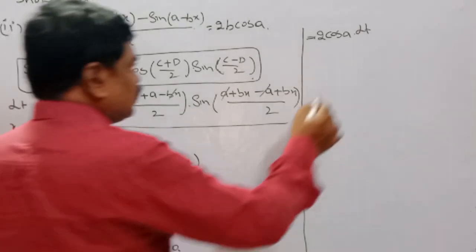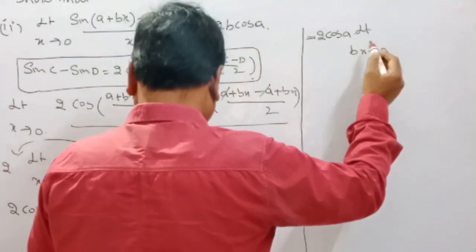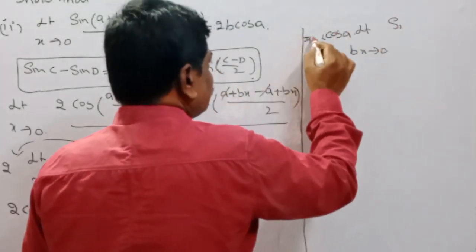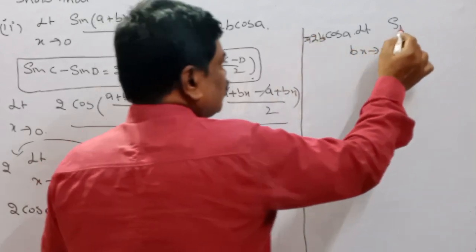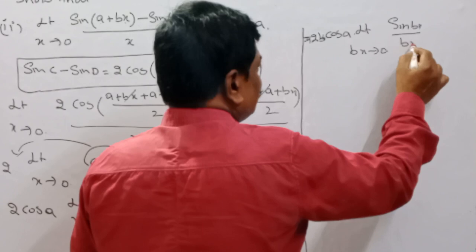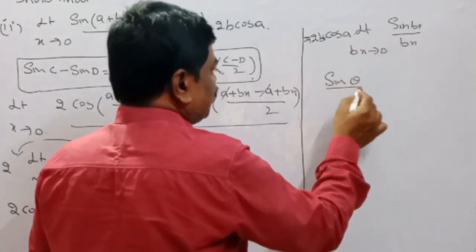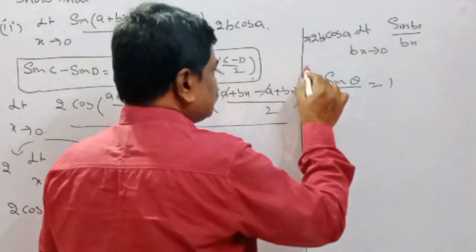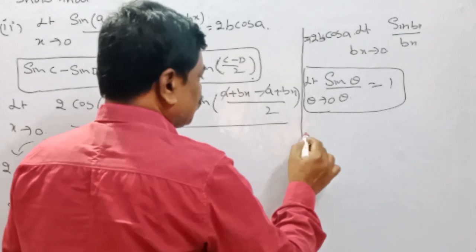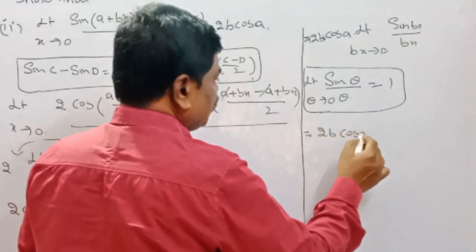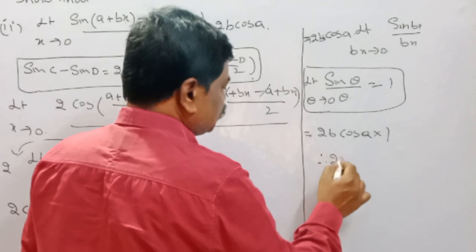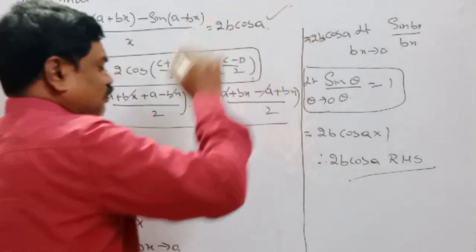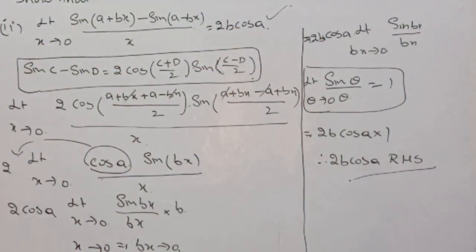So this implies x tends to 0 implies bx tends to 0. Here 2b is common, 2b cos a into sin bx by bx. But sin theta by theta, limit theta tends to 0, is equal to 1. This is the formula. By using this formula, 2b cos a into 1. Therefore 2b cos a is the RHS, hence proved. That's all.